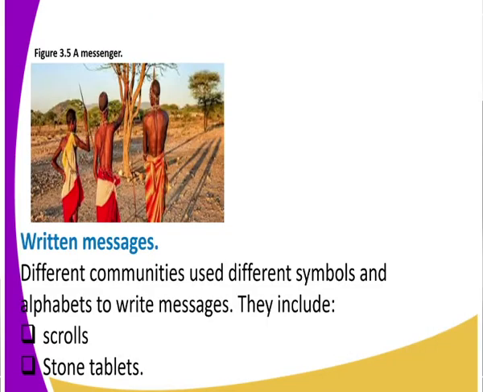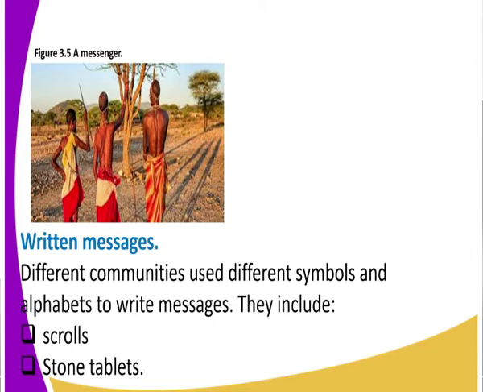We also had messengers. Messengers were people who could run. As you can see there, we have three people who have been sent. They are running, taking a message. They could be told a message, for example, to a certain community or a neighboring village. They could be given the information to take to that village. Those were the messengers. One thing you must note is that they could walk a long distance to take the message.